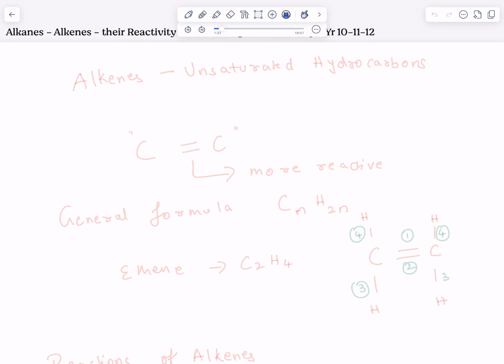Now, what are alkenes? Alkenes are compounds which have the signature double bond. They are unsaturated hydrocarbons. Now, what are unsaturated hydrocarbons?